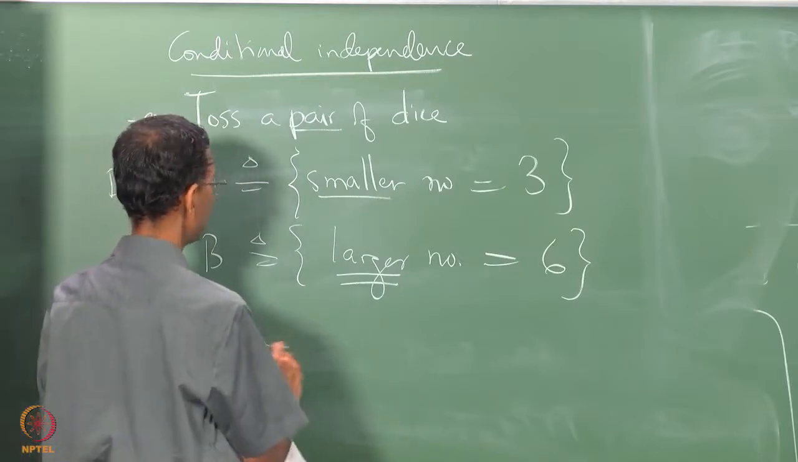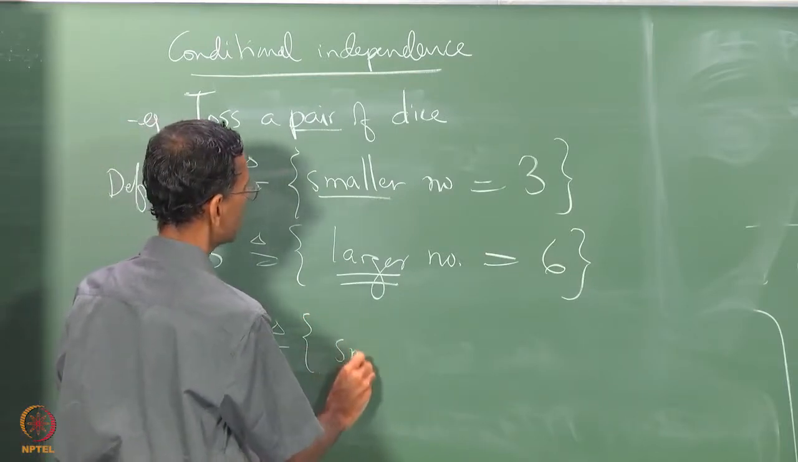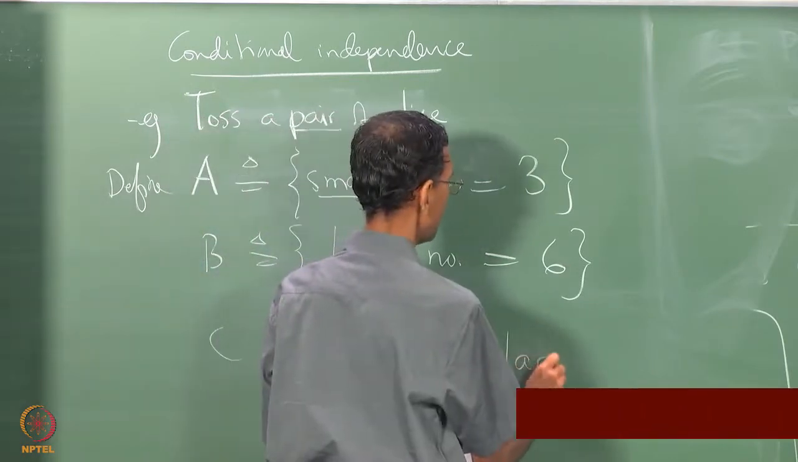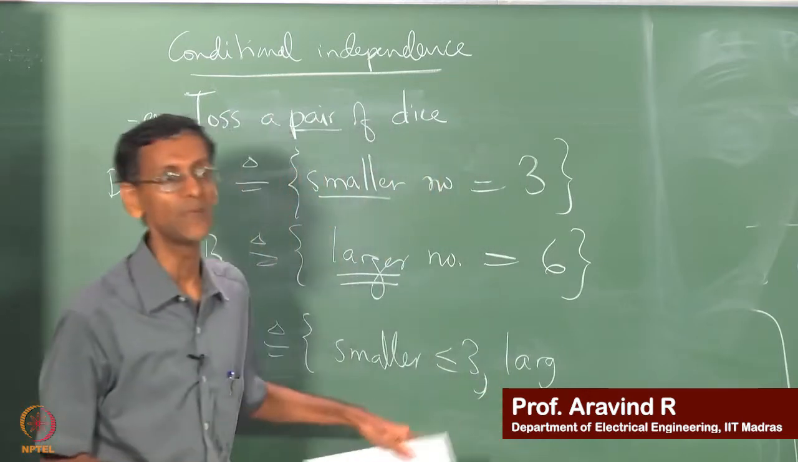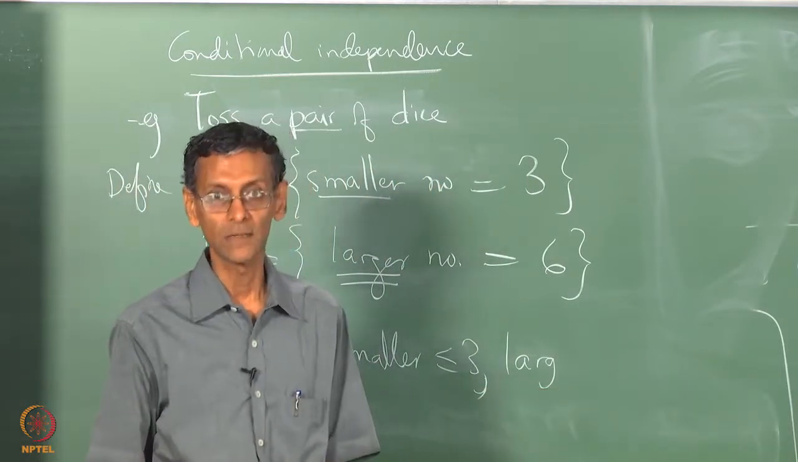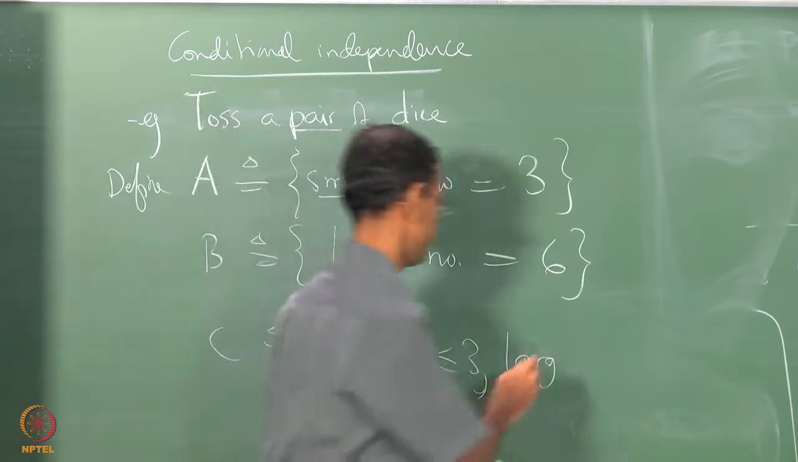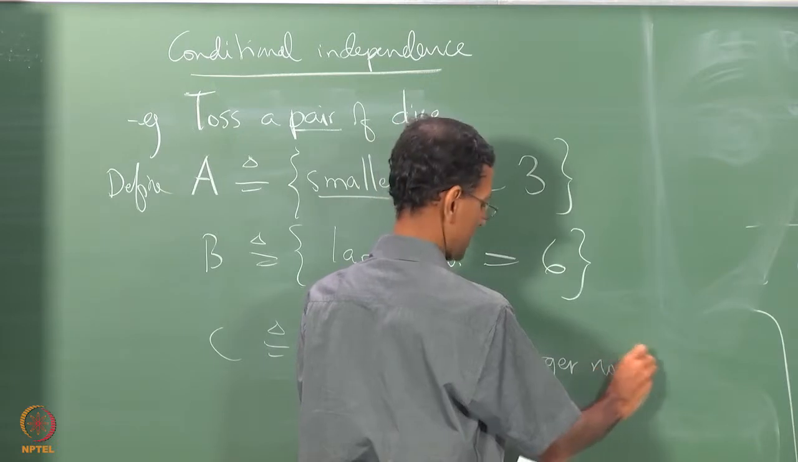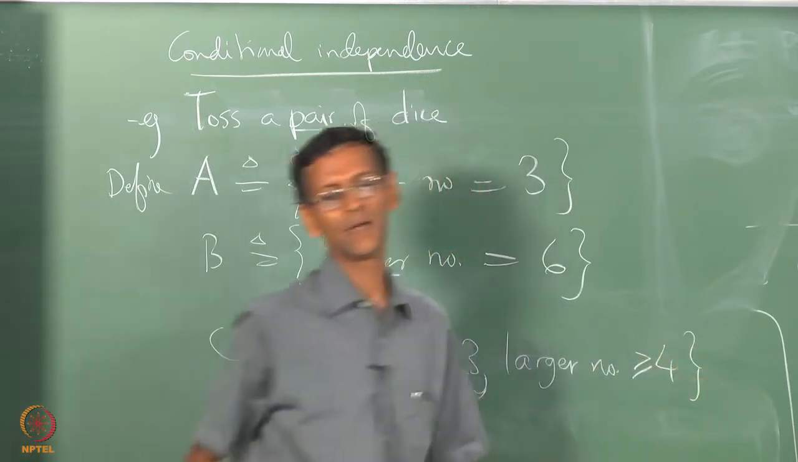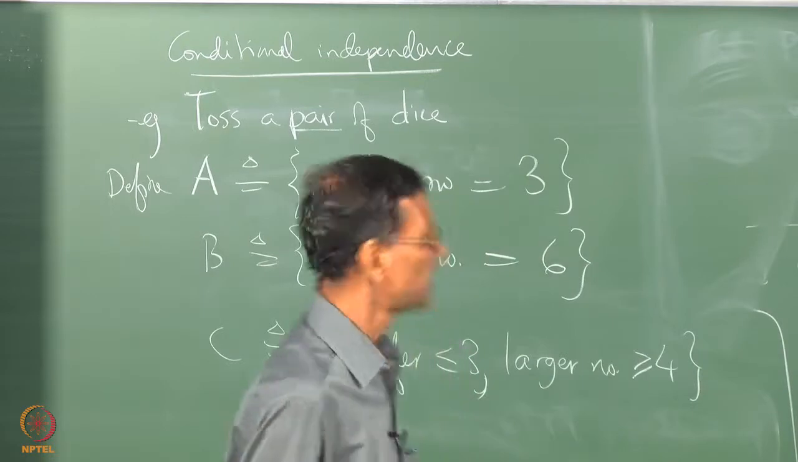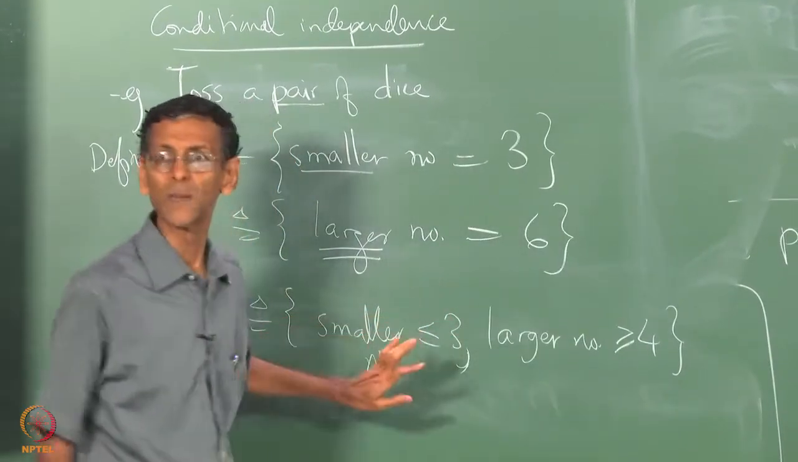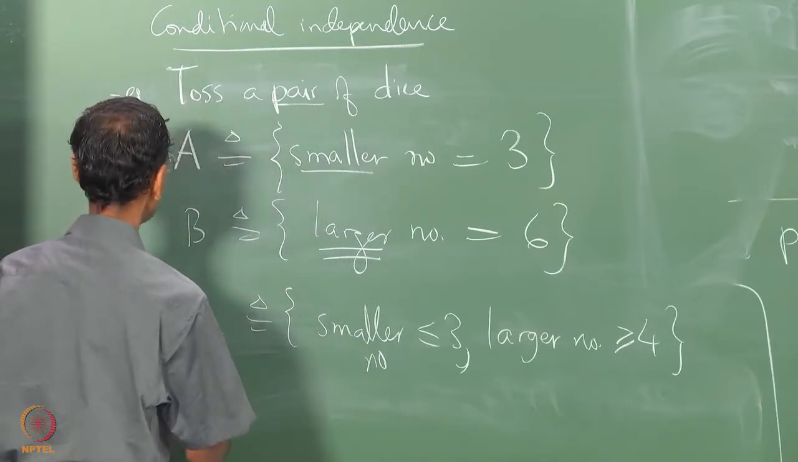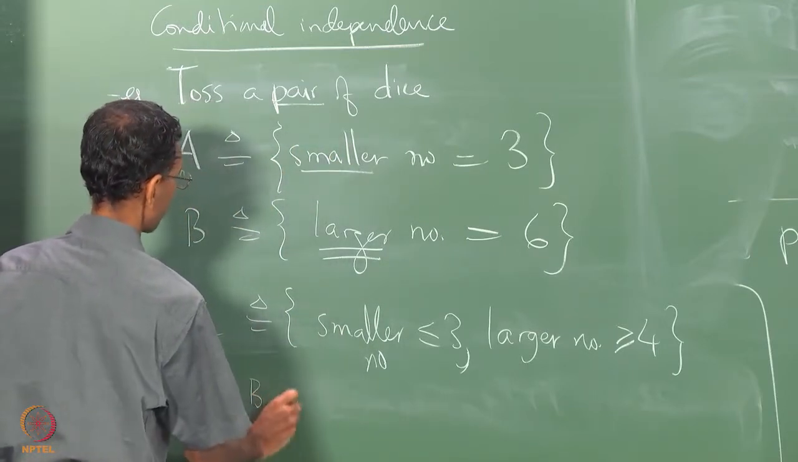and then C as the event that the smaller is less than or equal to 3 and the larger is greater than or equal to 4. This comma always, by the way, is going to mean "and" from now on. I don't want to spend more than 2-3 minutes on this. So it turns out that A and B are conditionally independent given C.